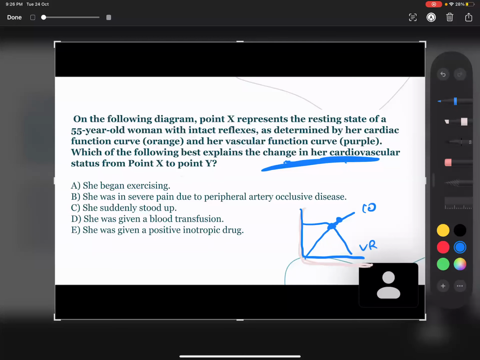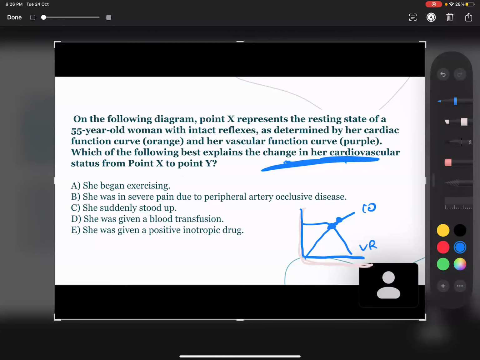Wait, I think it was increased. No, decreased venous return. Normally it increases, but if it's abnormal, it causes hypotension. Exactly. If she suddenly stood up, usually venous return increases. But if she has orthostatic hypotension, it would decrease.